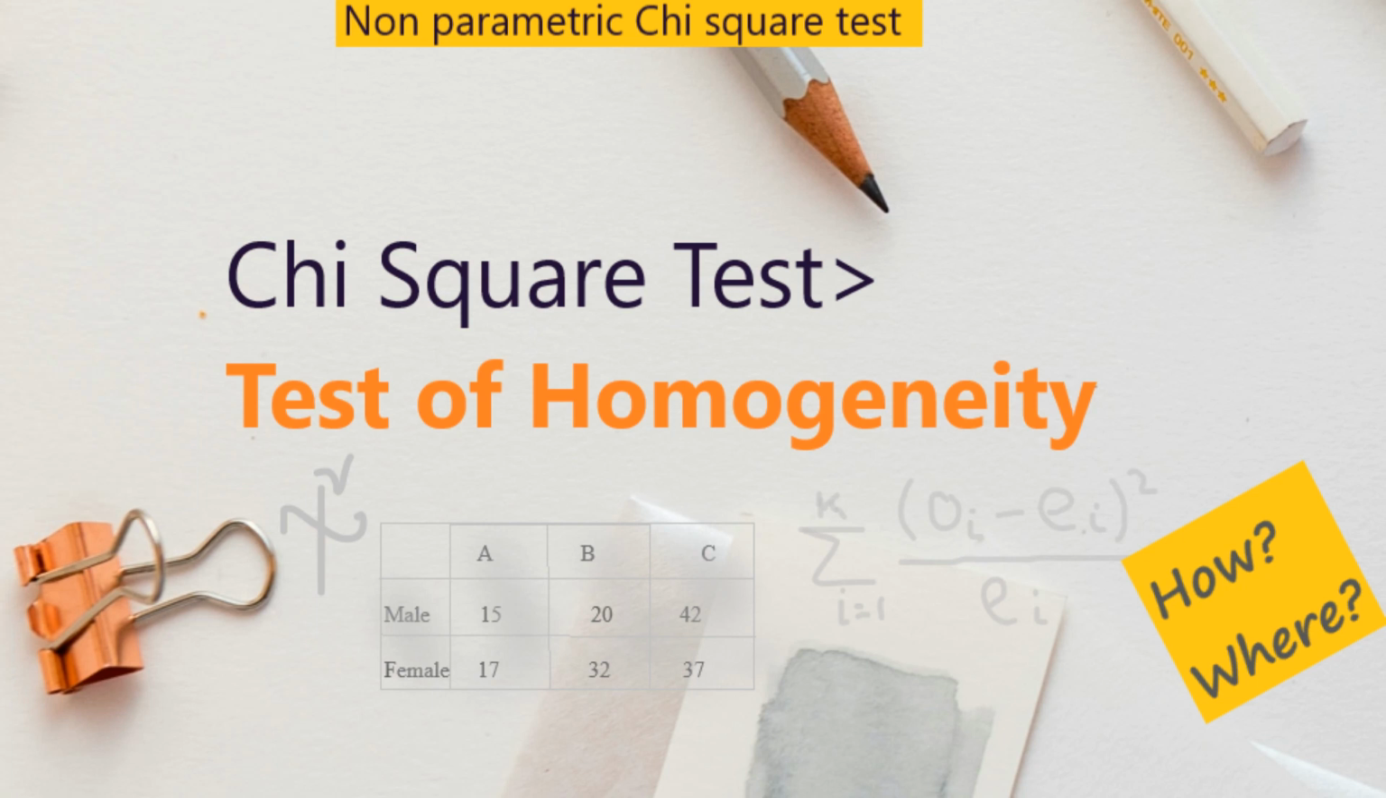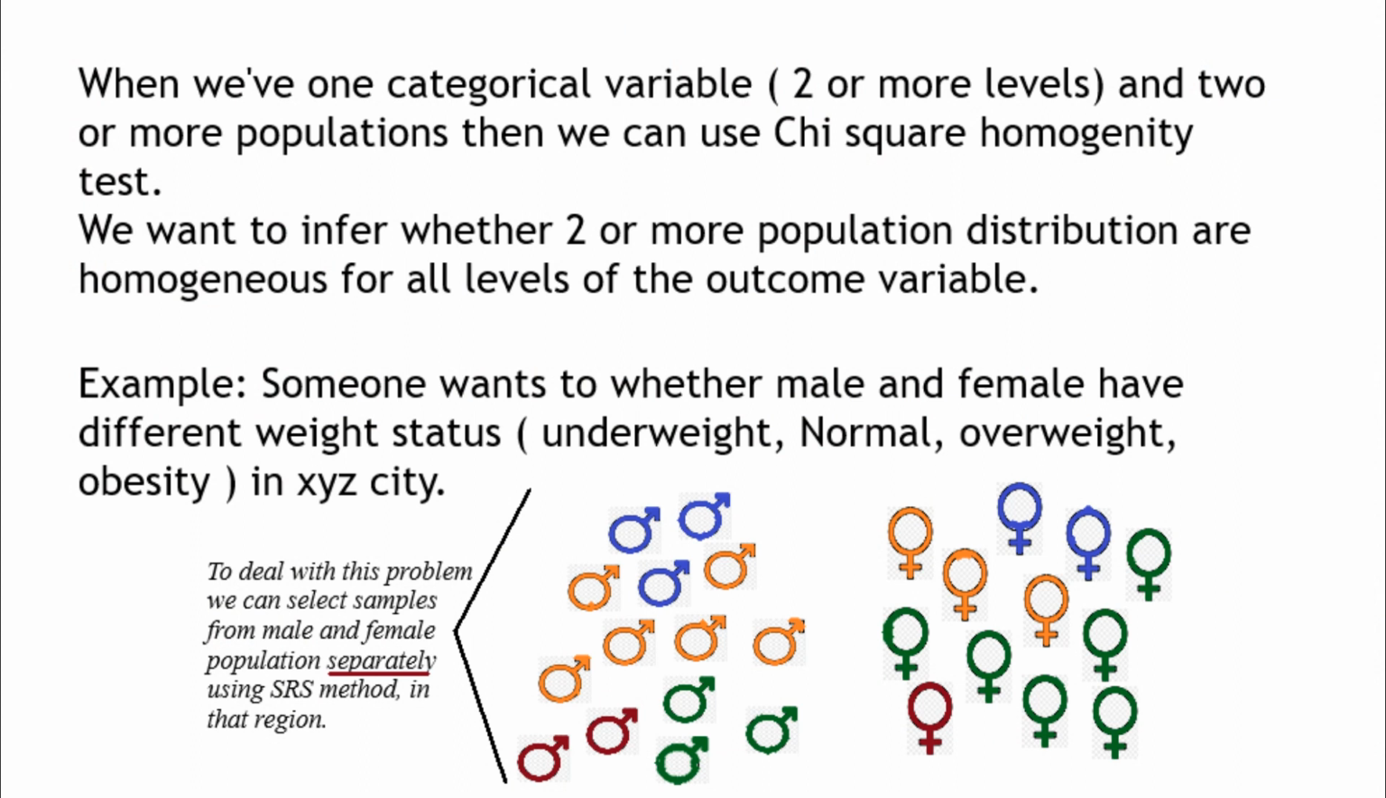Chi-square test. When we have one categorical variable and two or more populations, then we can use the chi-square homogeneity test. We want to infer whether two or more population distributions are homogeneous for all the levels of the outcome variable.